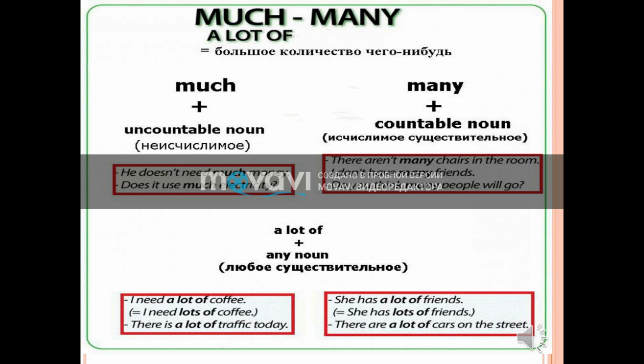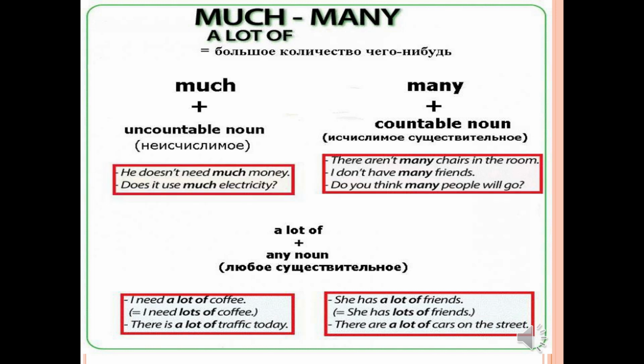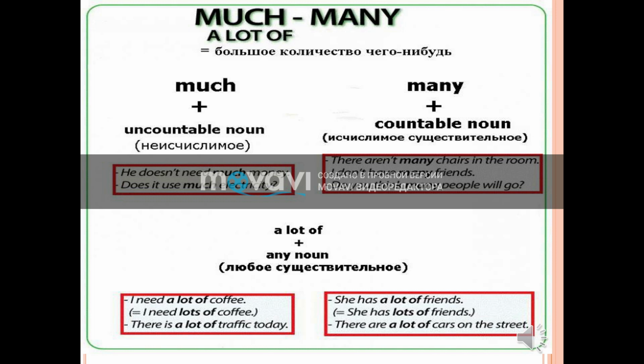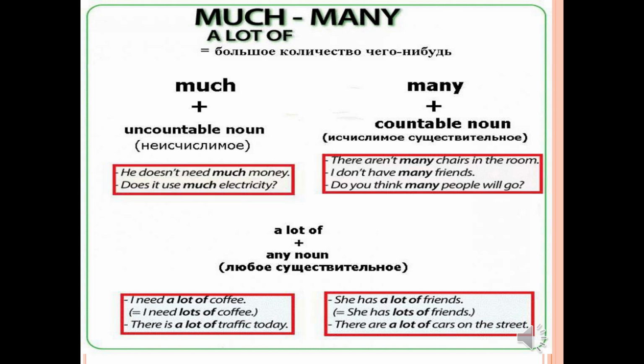So for the affirmative, much especially can sound incredibly formal. I have much water. Ooh, it sounds a bit too much. So instead of saying much in the affirmative, I would use a lot of water. I have a lot of water. I have lots of water. Many, on the other hand, is more widely used with the affirmative. So I have many apples. I have a lot of apples. They're more or less the same in this case.